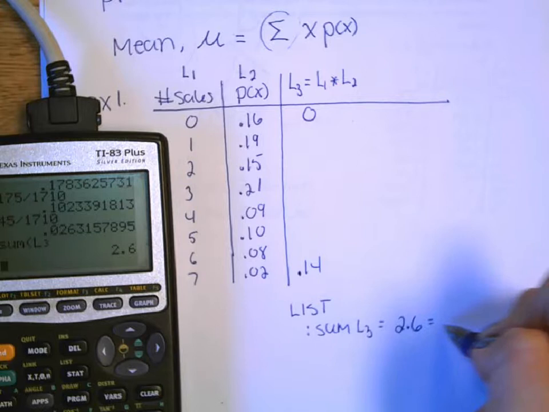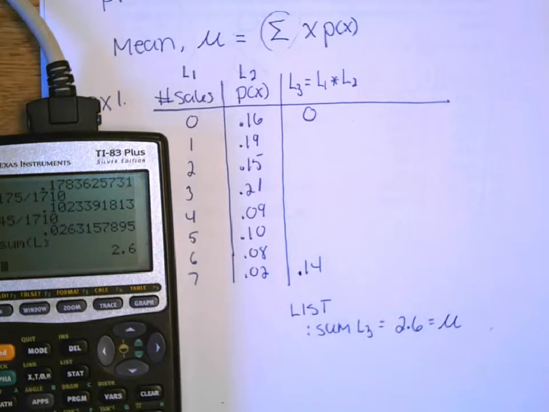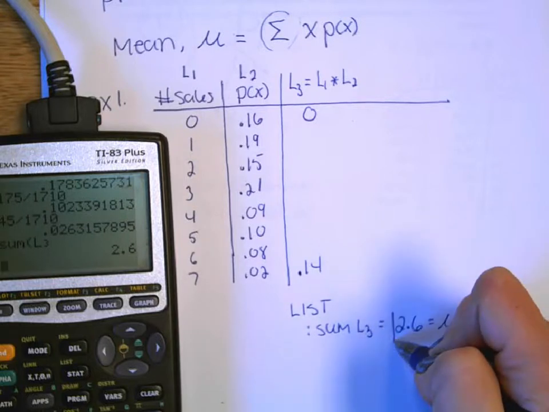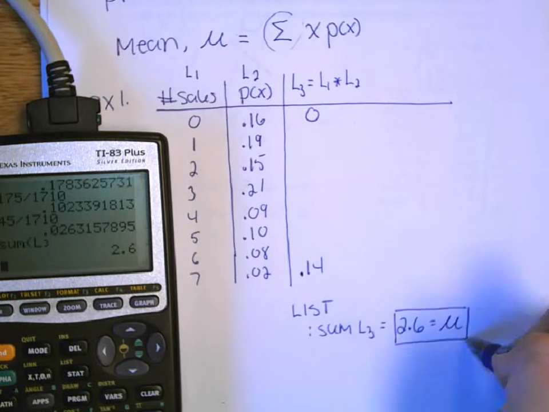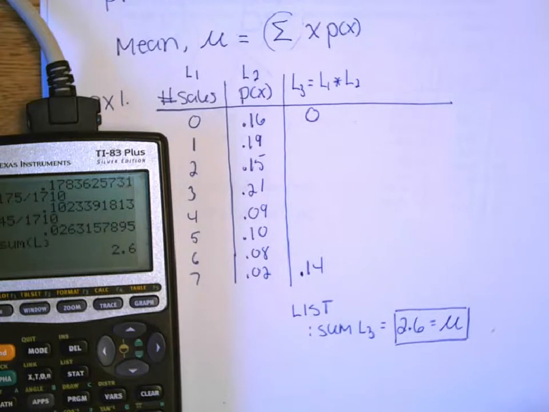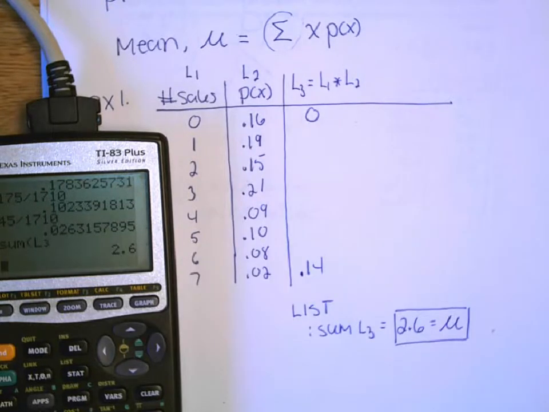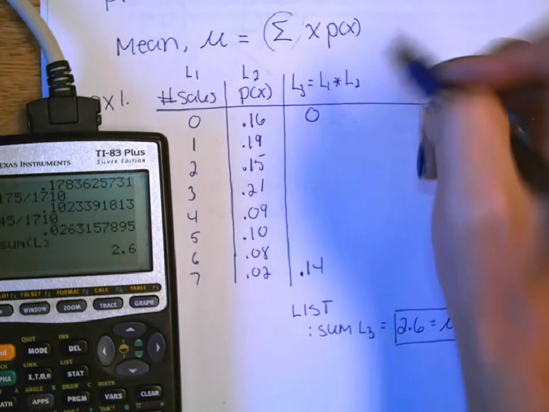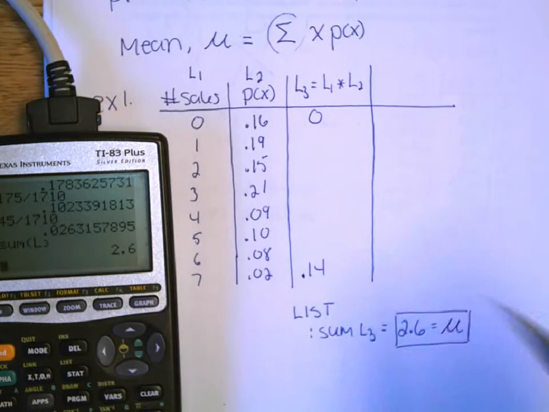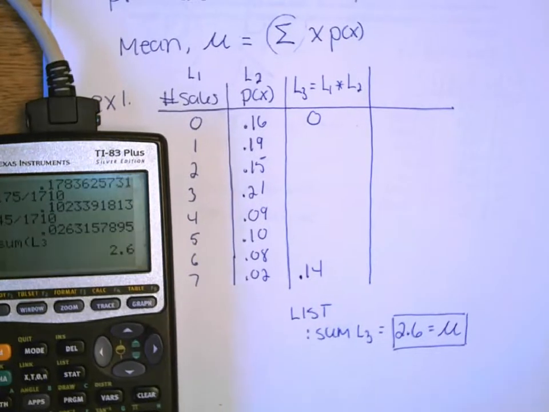So 2.6 is the average number of sales per day. There's one answer. We have followed that formula. We multiplied and then we added. That was by hand. Okay, ready for the formula, the by hand formula for variance.